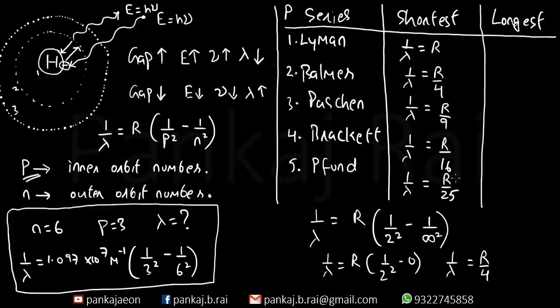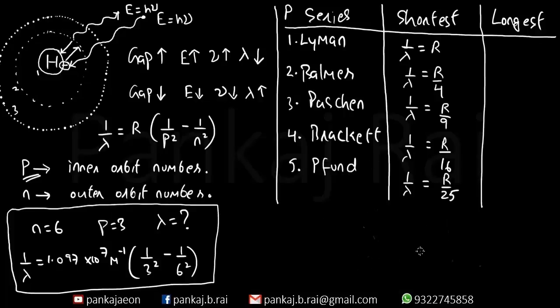Now let us move ahead with the longest wavelength. So let me first erase this part. Okay, so what about the longest wavelength? Let us discuss the longest wavelength of Lyman series. Now, for the wavelength to be longest, the gap should be smallest. In a Lyman series, the inner orbit is 1, that is for sure, and for the gap to be shortest, the higher orbit has to be 2 compulsorily, then and only then the gap would be smallest.